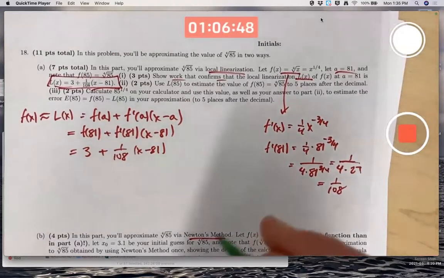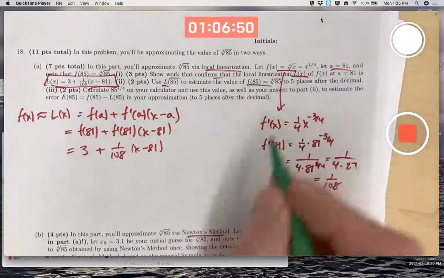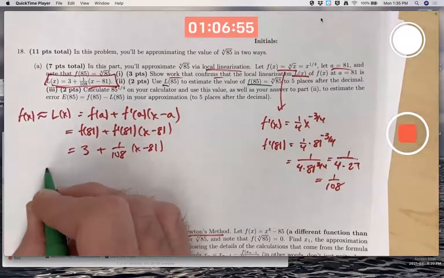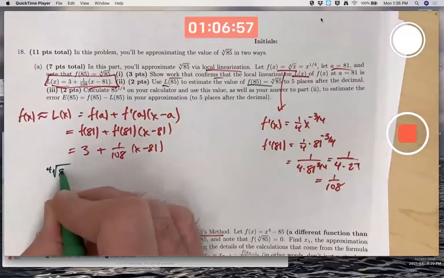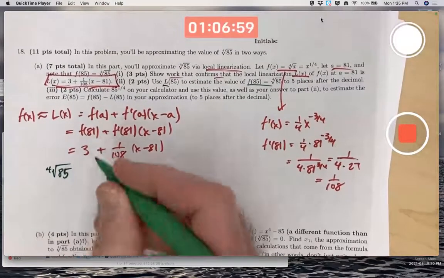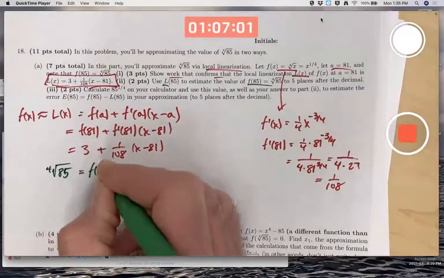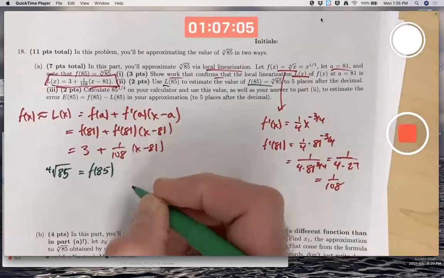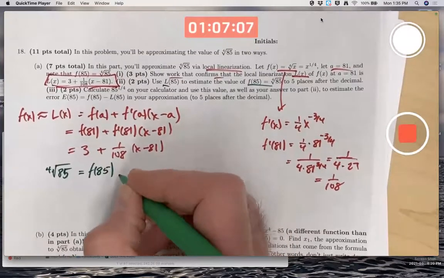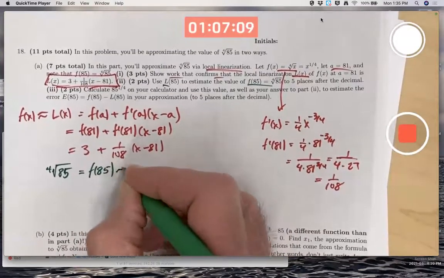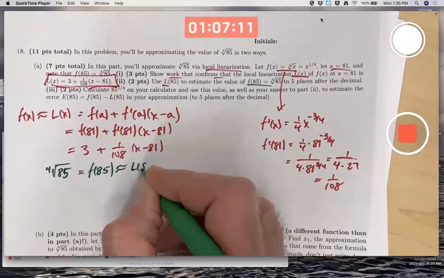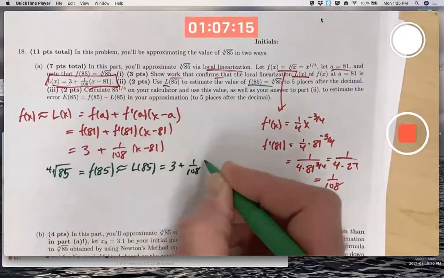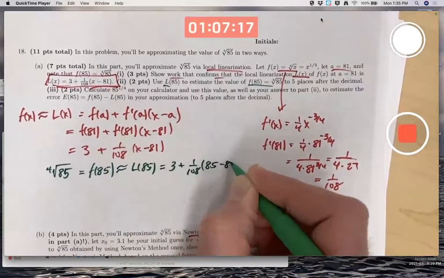Second part. Use L of 85 to estimate the fourth root of 85 to 5 places after the decimal, though it may not be accurate to 5 places after the decimal. f is the fourth root function, so the fourth root of 85 would be f of 85. By this formula, that's approximately L of 85, which is 3 plus 1 over 108 times 85 minus 81.